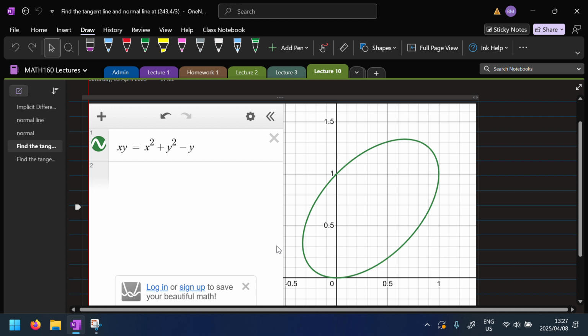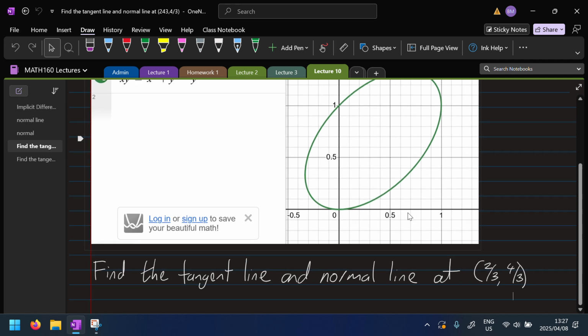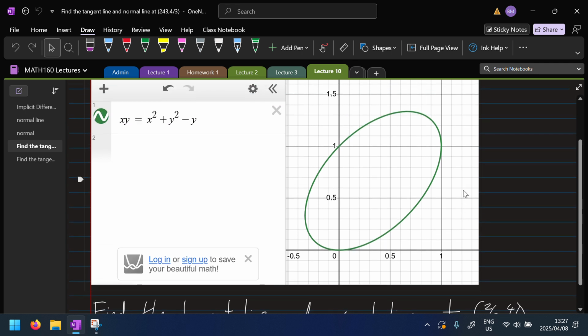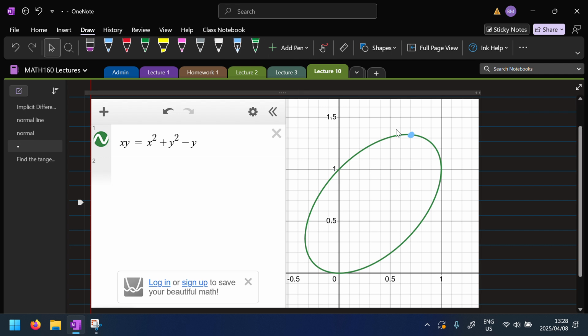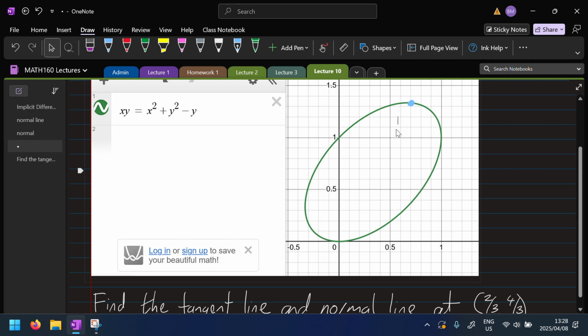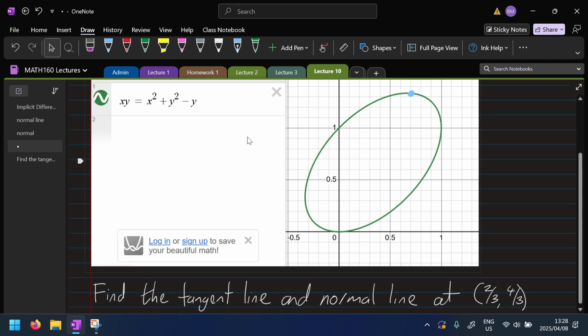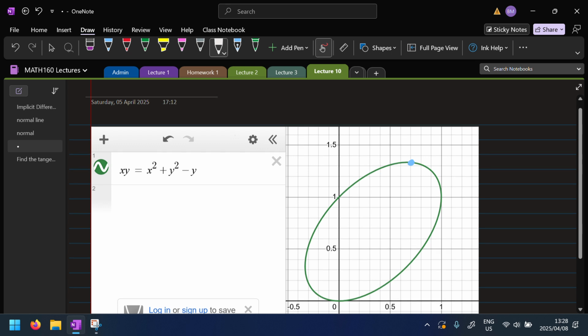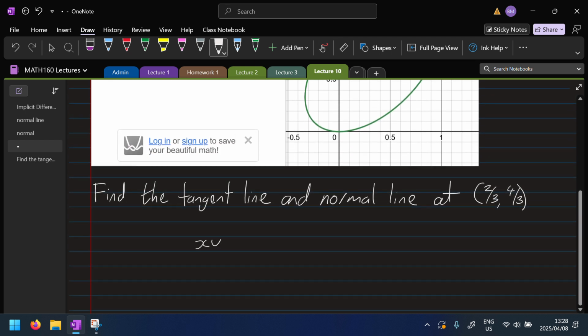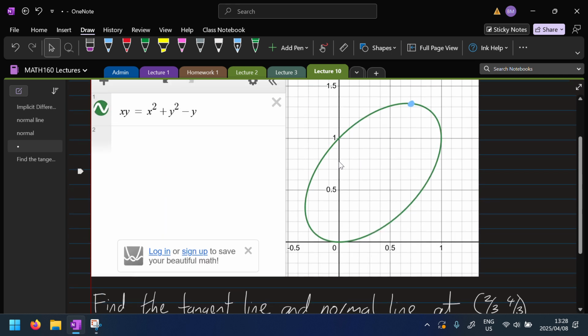So here we have an ellipse sort of shape, but rotated a bit. And we want to find the tangent line and normal line at this point (2/3, 4/3). So (2/3, 4/3) will be somewhere around there. Okay, so let's start again with the equation for the curve and then d by dx on both sides. So we're going to have xy equals x squared plus y squared minus y. So we've got the equation for the curve.